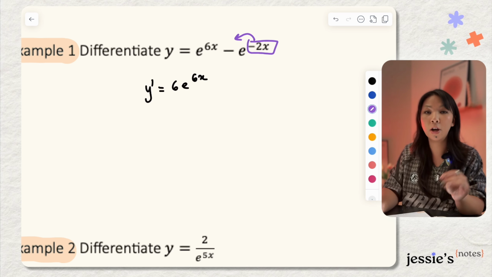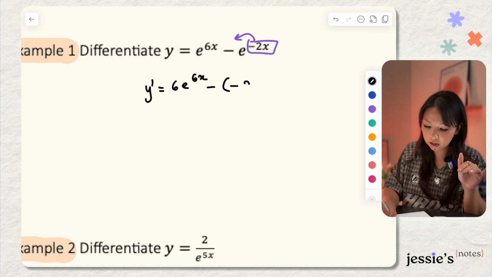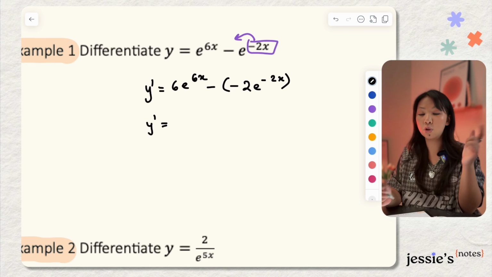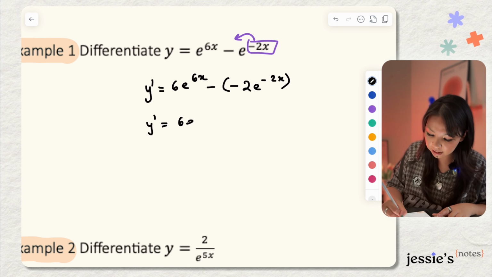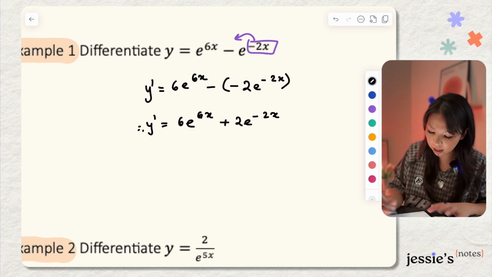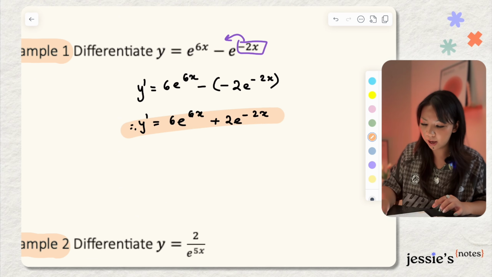If you bring that to the front, notice how there's already a negative, so it becomes negative 2, and then you copy and paste. Okay, and then what happens is those two negatives become a positive, so you get 6e to the 6x plus 2e to the minus 2x. And notice how I kept my powers the same? Yeah, that is your answer.